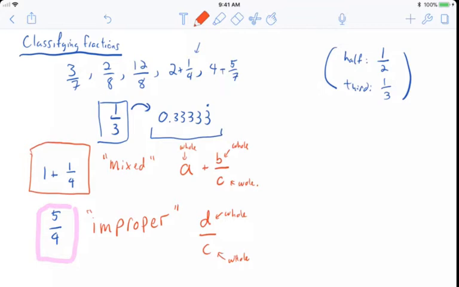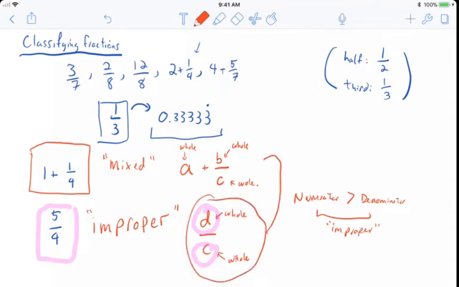Fine. How can you tell if a fraction is improper? The way to tell the fraction is improper is you're going to compare the top number to the bottom number. You're going to compare the numerator to the denominator. If the numerator is bigger than the denominator, then the thing is called improper. And the idea is any improper fraction can be represented as a mixed fraction. Okay? Does that all ring a bell?